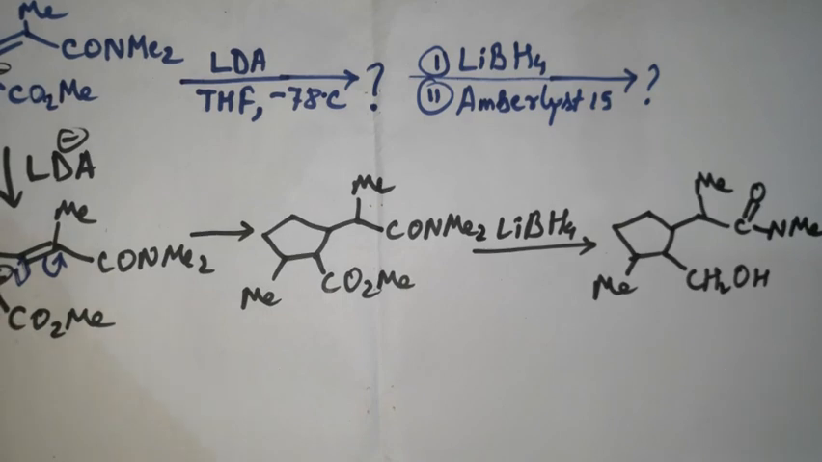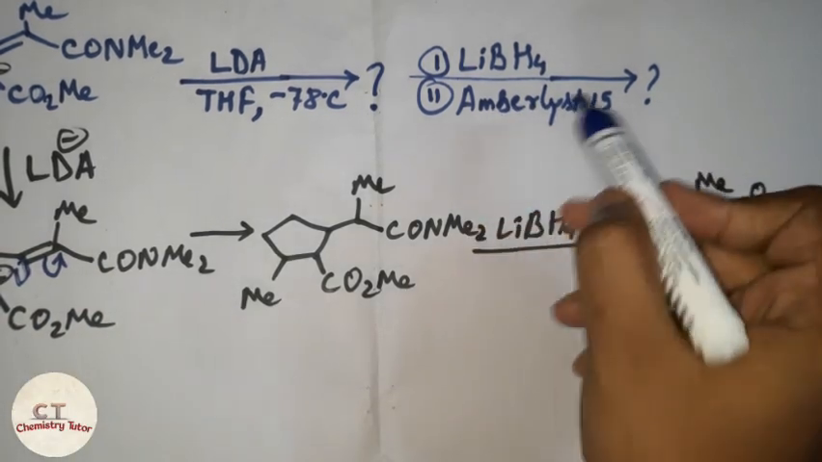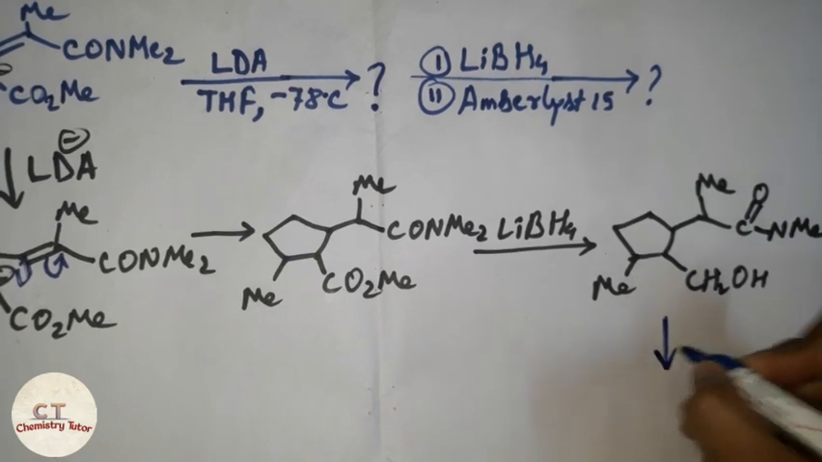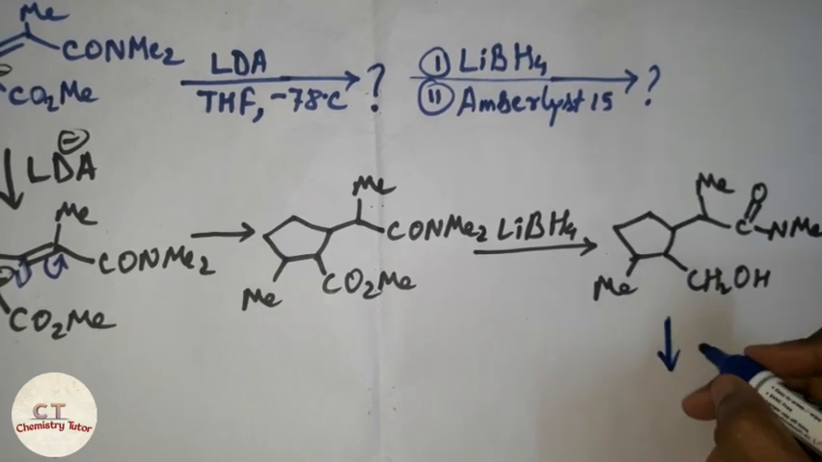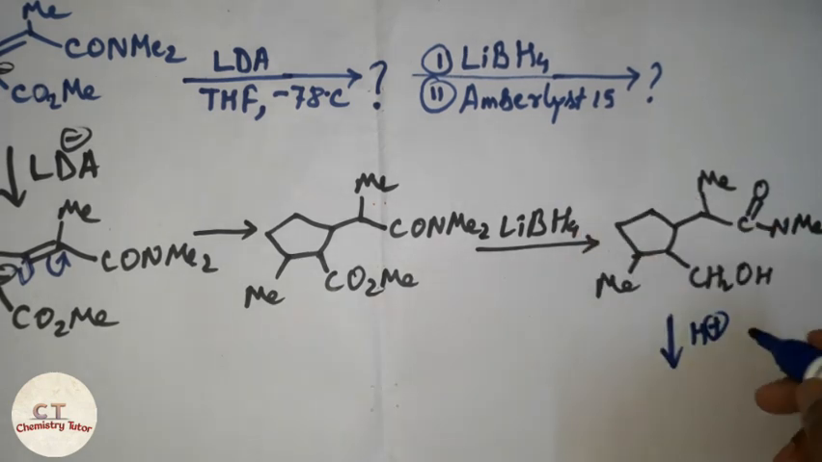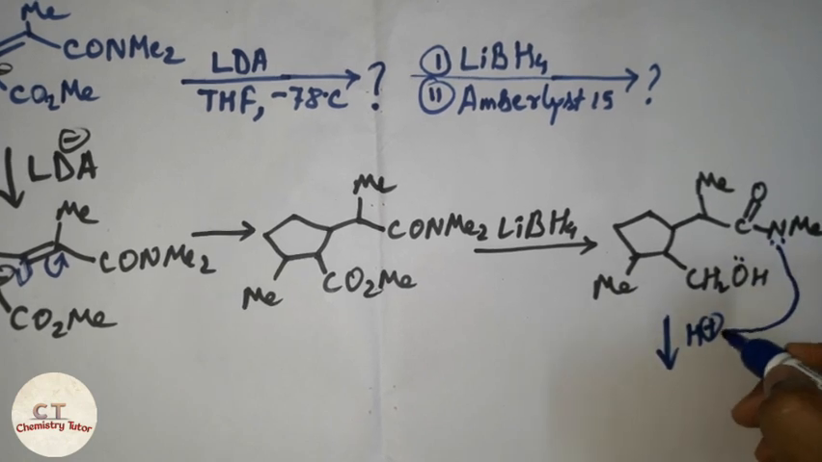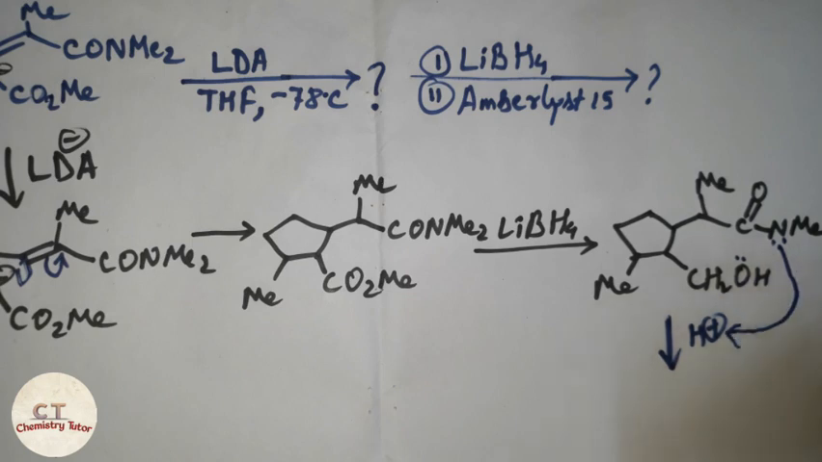Okay, now in the next step Amberlyst 15 is given. So you might not know what Amberlyst 15 is. You can consider that it gives H plus ion. Okay, it acts as an acid donor, so it acts as an H plus donor. Now since the nitrogen lone pair is more easily available compared to oxygen, as it is less electronegative, it will abstract this proton.